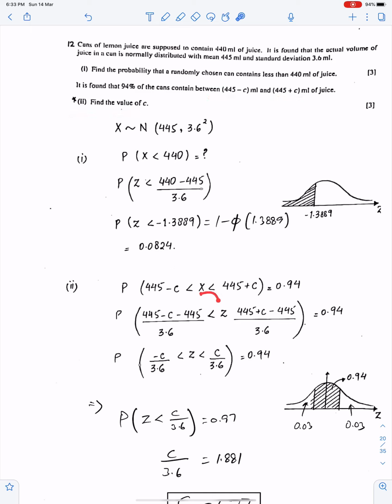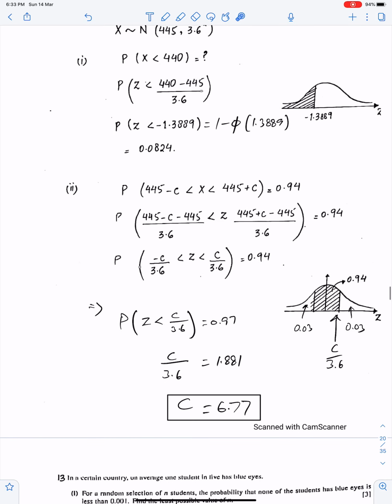When you convert this into the form of Z, you'll get this. Now, just consider this part. If you observe this part, this is 3%, this is also 3%. So this total probability will be 97%. This number is C upon 3.6 in fact. So you can write phi of this is 0.97. So you just need to take the inverse of this. Phi inverse of 0.97 is 1.881. Just equate this with this and solve, get the answer.